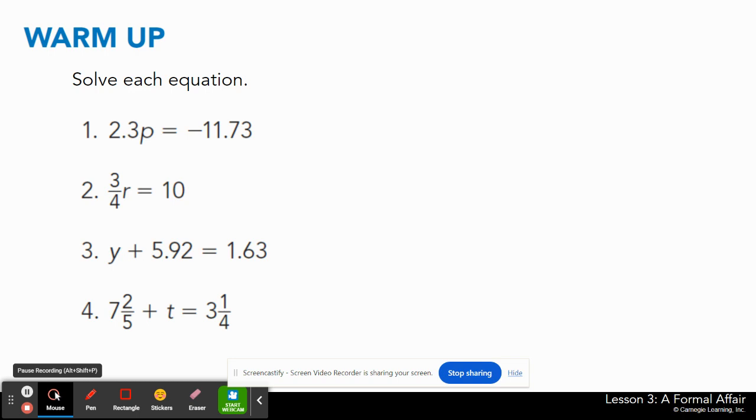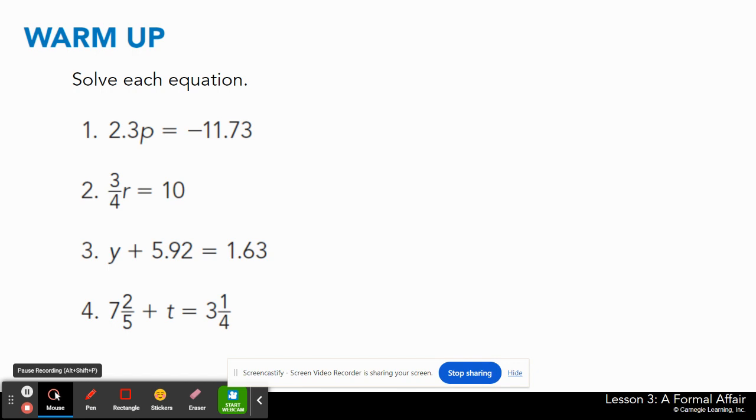Number 1, 2 and 3/10 times p, or 2 and 3/10 p, is equal to negative 11 and 73 hundredths. Number 2 is 3/4 r is equal to 10. Number 3, y minus 5 and 92 hundredths is equal to 1 and 63 hundredths. And number 4, 7 and 2/5 plus t is equal to 3 and 1/4.